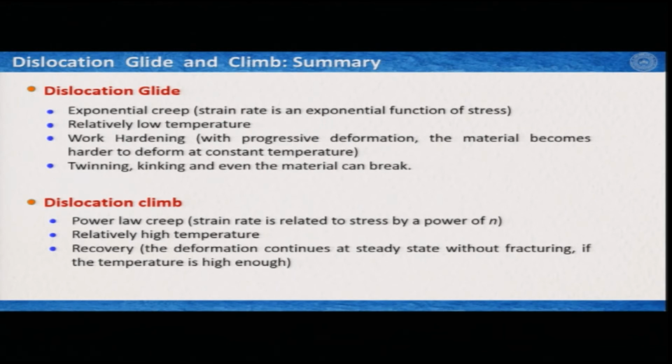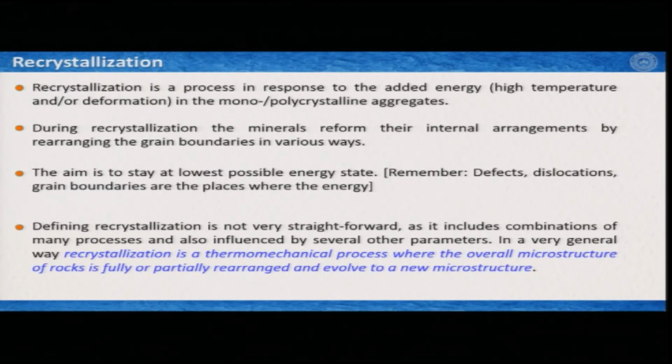Now, what we are going to learn is what the manifestations of this dislocation glide and climb are, and what happens to the actual crystal. We learned at the very beginning, when talking about the basics of intracrystalline plasticity, that new grains appear at the grain boundaries of the older grains. So, the crystal itself modifies and takes a new shape.